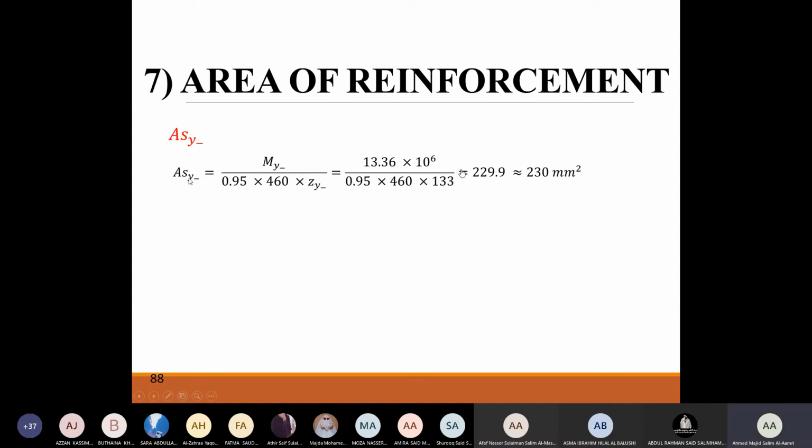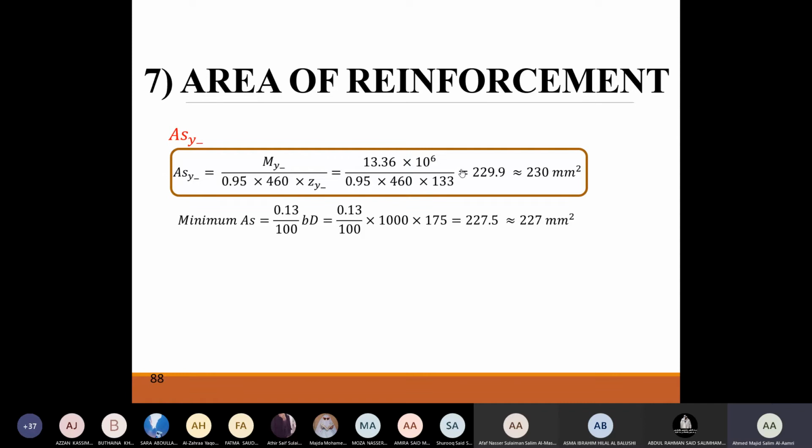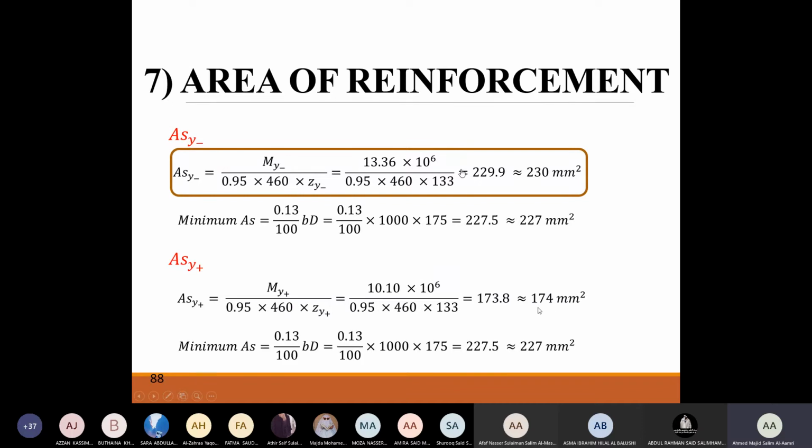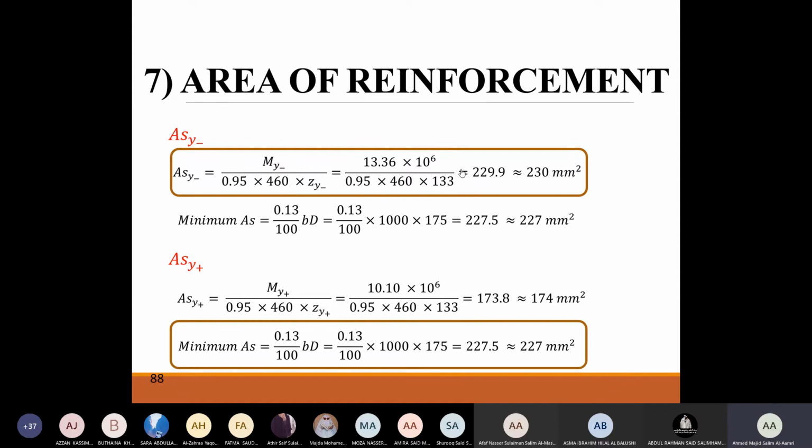Okay, so we have Asy negative. We are going to have My negative. Once again, the same process. The only things changing are the M value and Z value according to whatever you are calculating. So we have got Asy negative, which is 230. Minimum As is 227. So we are going to take the higher of the two. Asy positive, we calculated it. It is 174, while the minimum is 227. Which one is to be taken, 174 or 227? We are going to take 227, because we cannot take a value lower than the minimum.